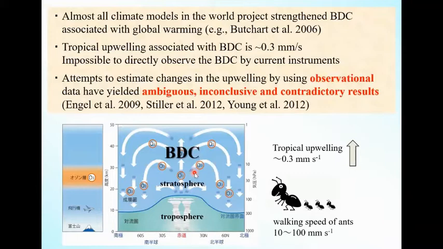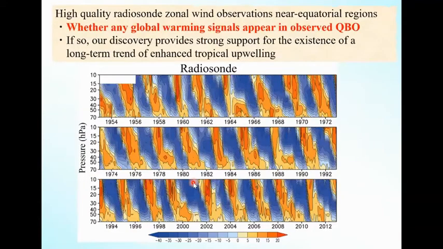Instead, many studies attempt to estimate change in the upwelling using observational data, but these studies have yielded ambiguous, inconclusive, and even contradictory results. We cannot observe this tropical upwelling directly, but we have high-quality radiosonde zonal wind observations near the equatorial region for more than 60 years. The observations started around the 1950s.